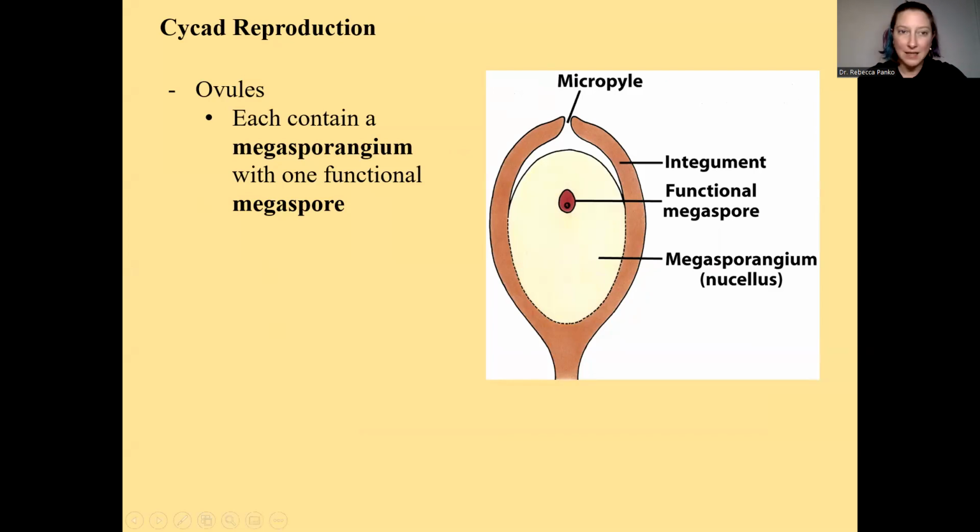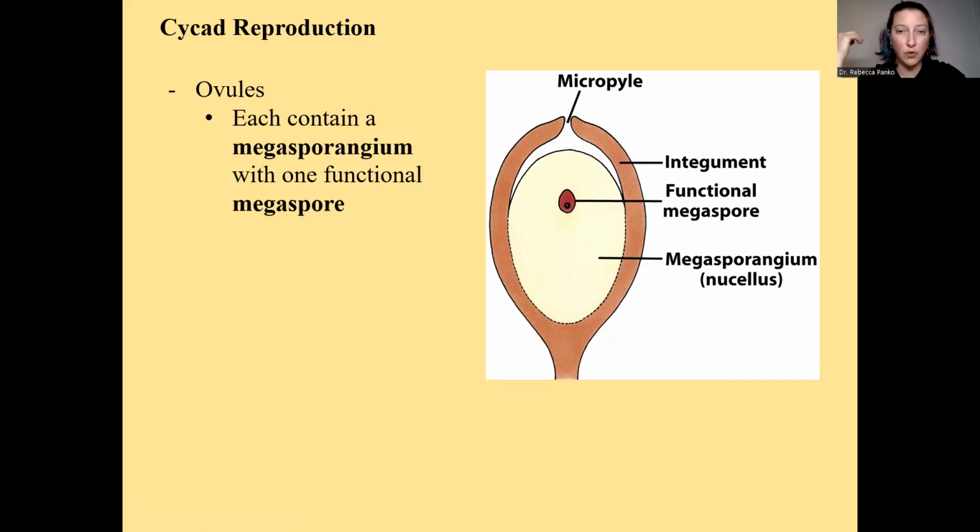So last class, cycad reproduction. We are in the seed plants, but we're in the gymnosperms. Gymnosperms have naked seeds, and that means that gymnosperms have naked ovules. So cycads are a type of gymnosperm, so they're going to have naked ovules and then later naked seeds, right? So we covered this last time.